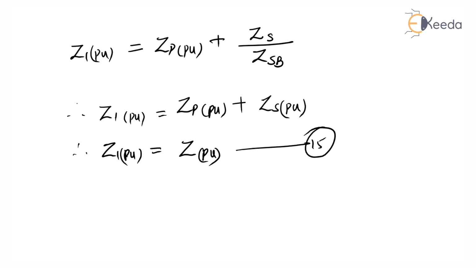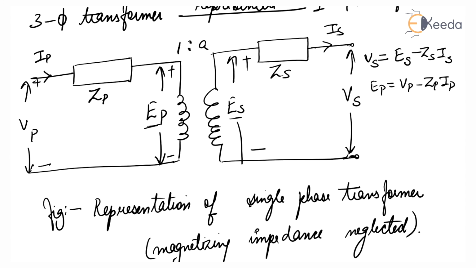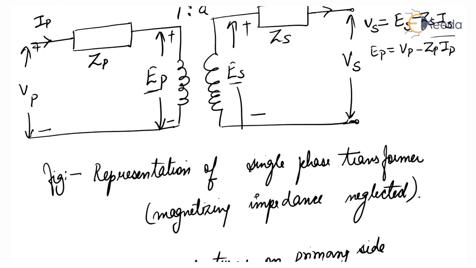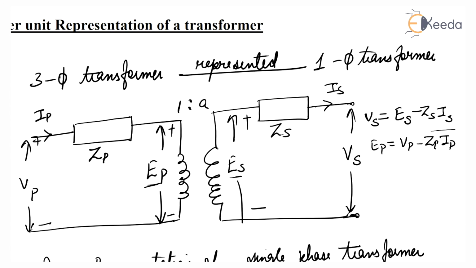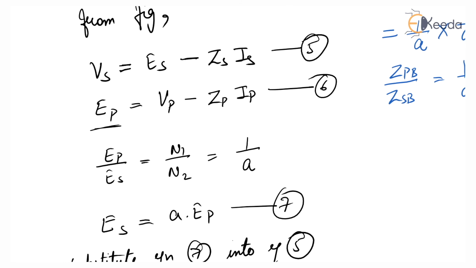So I hope you understand this topic. This is a very simple topic. This is the per unit representation of a transformer. So when we represent a three-phase transformer as a single-phase transformer for obtaining per phase solution of the system, this is the representation of a single-phase transformer. So on the primary side and secondary side, apply the KVL equation. We got equations Vs is equal to Es minus Zs Is, and Ep is equal to Vp minus Zp Ip. So substitute the values that we know.